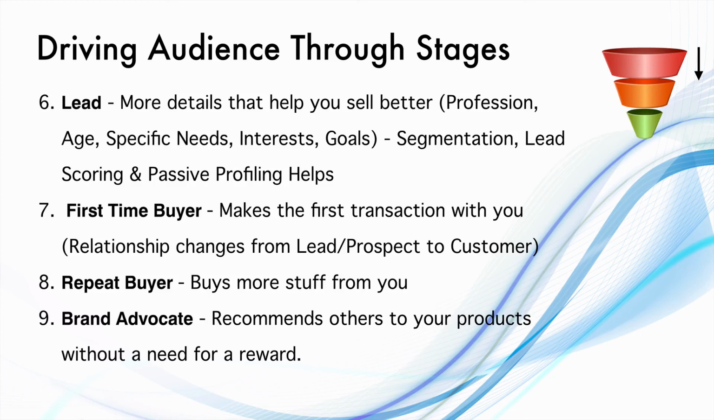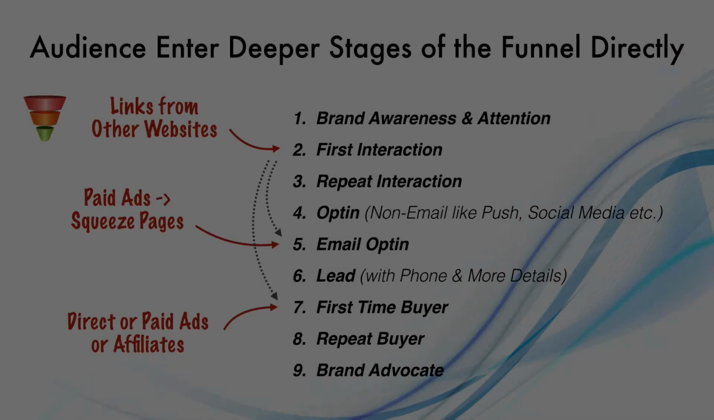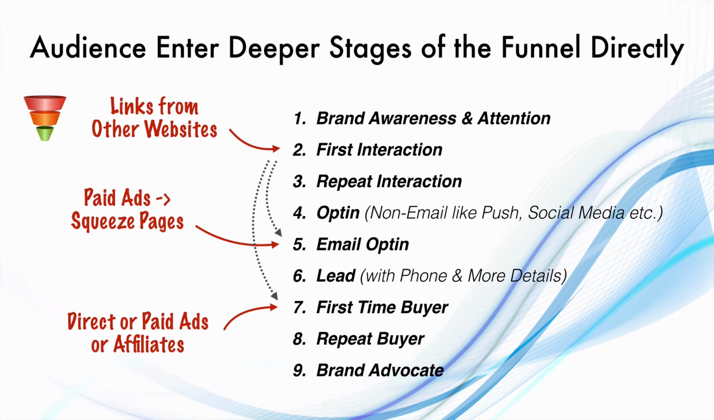So now that we have had a look at the different stages of the funnel, let's have a quick recap. And let's also understand that people can go from one stage of the funnel to the other stage of the funnel without having to go to a stage in between. So for example, if you look at this particular funnel, we start with brand awareness and end with brand advocacy. But you might get the first interaction directly without brand awareness because someone else is linking from their website and they are coming to your website directly.